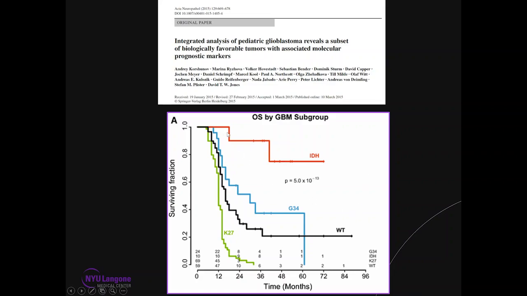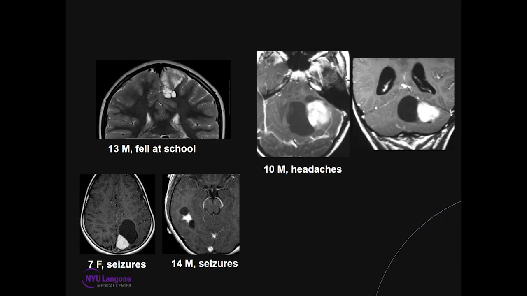So you can see a smaller subgroup of pediatric GBMs, which are IDH mutated, doing very well compared to the IDH wild type pediatric GBMs. But if you look at the K27, this tumor is actually so aggressive, it's worse than IDH wild type glioblastoma. So it's a category which has now been recognized as a separate category based on this mutation.